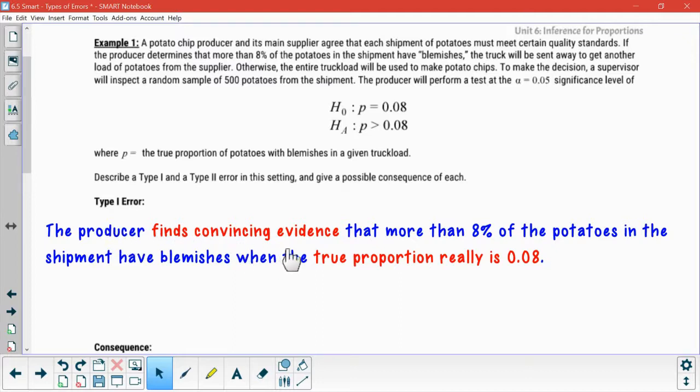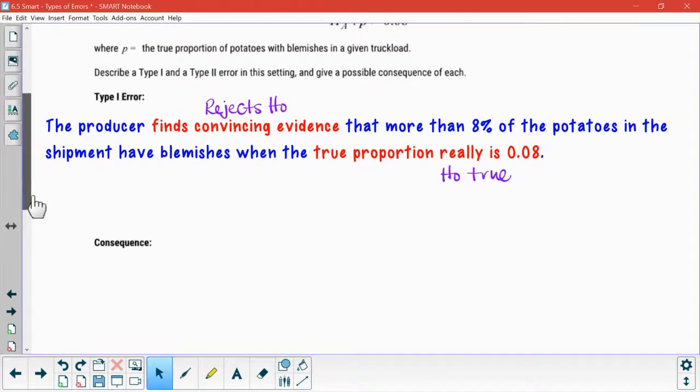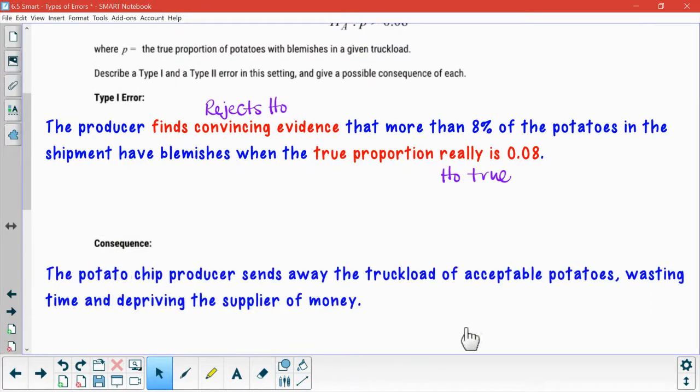So the producer finds convincing evidence that more than 8% of the potatoes in the shipment have blemishes when the true proportion really is 0.08. So finds convincing evidence means they rejected the null. True proportion really is 0.08 means that my null is true. So rejecting the null when it's true is a type 1 error. So a consequence of this could be the potato chip producer sends away the truckload of acceptable potatoes, wasting time and depriving the supplier of money.